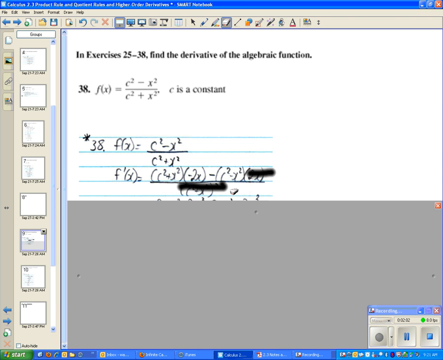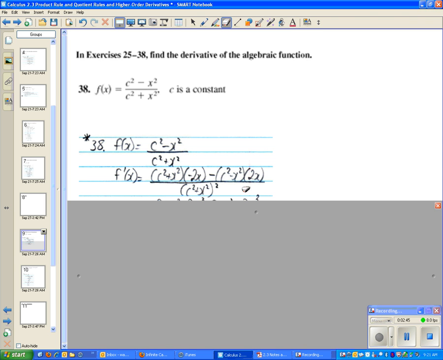No, the top, sorry. Bottom times derivative of the top minus the top, c squared minus x squared, times the derivative of the bottom. Same thing again with the c squared. C is a constant, therefore c squared is a constant. The derivative of a constant is 0. Then the derivative of x squared is 2x. So the bottom times the derivative of the top minus the top times the derivative of the bottom over bottom squared. So c squared plus x squared, quantity squared. All right, you with me on the calculus? Because that's it. That's all the calculus.